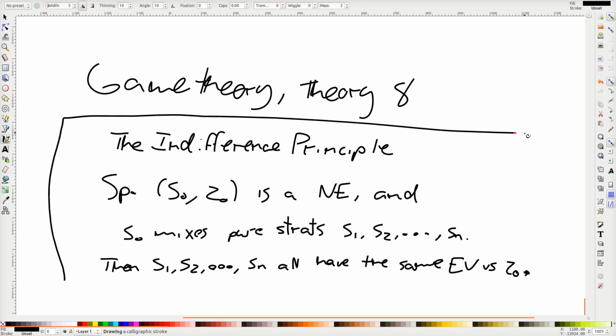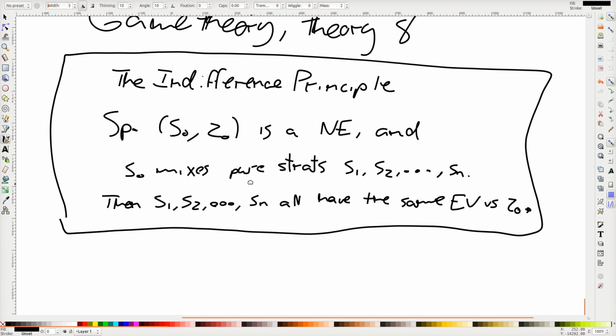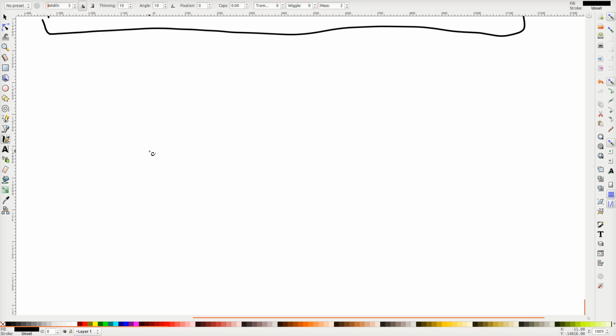Also, when I boxed it last time, I forgot the last line, which of course is the statement. So quite a mistake on my part. I'm sorry. I hope no one was confused. But this is the indifference principle. That if you've got a Nash equilibrium S naught Z naught, and your strategy is mixed at equilibrium, and you're mixing between these pure strategies, then all your pure strategies have the same expected value against their strategy, whatever it is. And we gave a proof last time. So now we're going to do an example where we calculate the Nash equilibrium of something using this indifference principle.